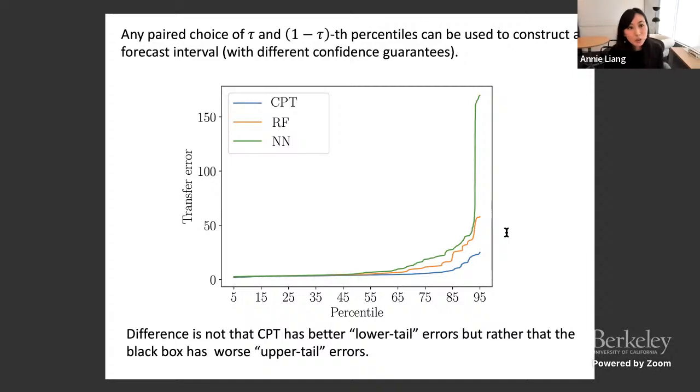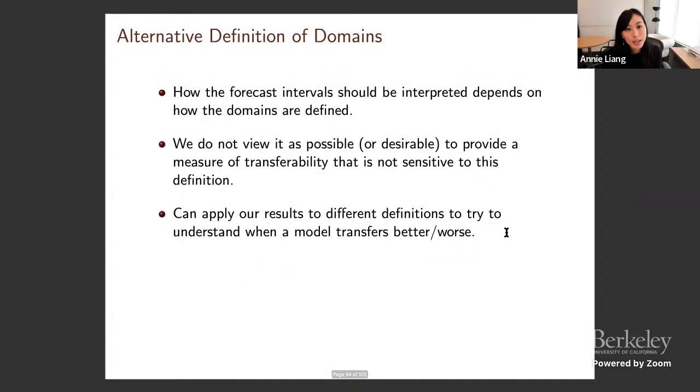All right, so that concludes the main part of the results, but I want to talk about this choice now of how we define the domains. So how the forecast intervals should be interpreted very much depends on how the domains are defined. For the main analysis so far, we've defined it as subject pools. So are we looking at American subjects or Bulgarian subjects? Now, we don't view it as possible or even desirable to provide a measure of transferability that's not going to be sensitive to that definition.